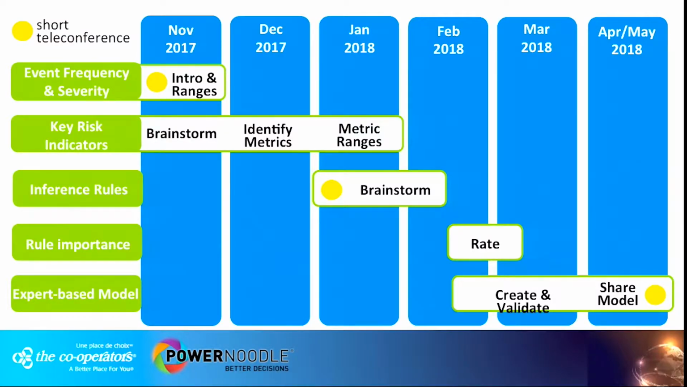I've been working with PowerNoodle for several weeks now. They've done a lot of work getting the online decision space ready for this process, and they've been really great to work with. So the slide here is a representation of a timeline for the different steps that I'd be looking to have some experts help me work through. The yellow dots there are just a short teleconference to introduce a phase.